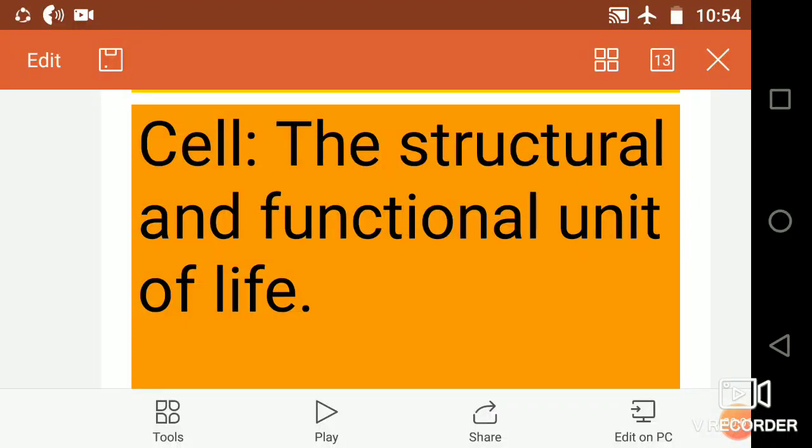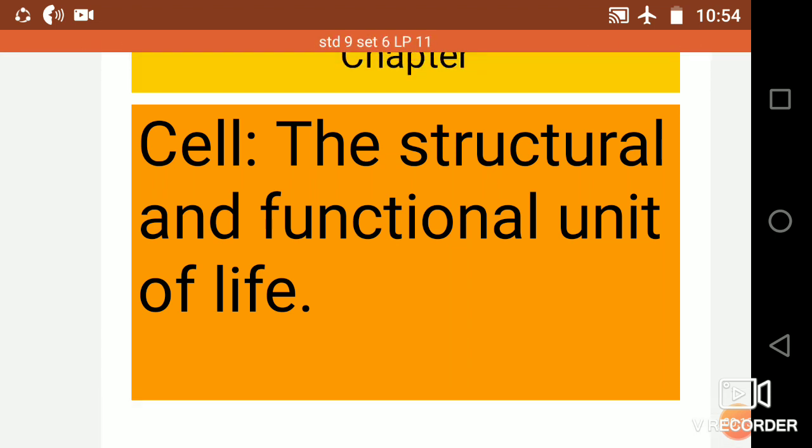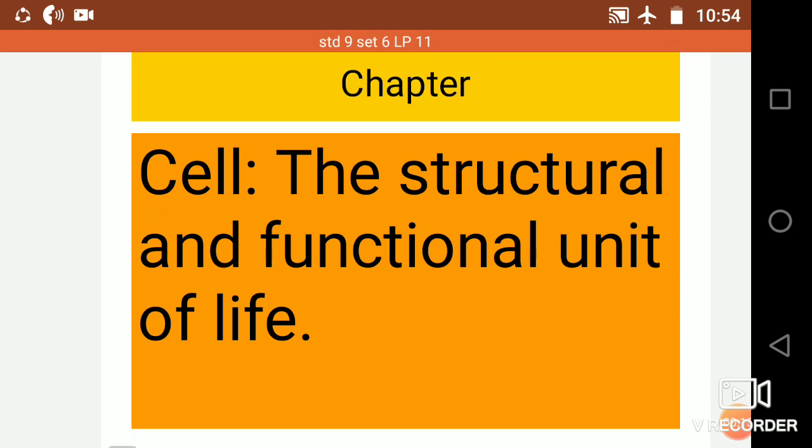Good morning students. Today we will discuss the next chapter, that is the cell. A few things we had already discussed, but I will give a quick revision of that and we will move to the further topics. Okay. So the cell, the structural and functional unit of life. Why is it called the structural and functional unit of life?